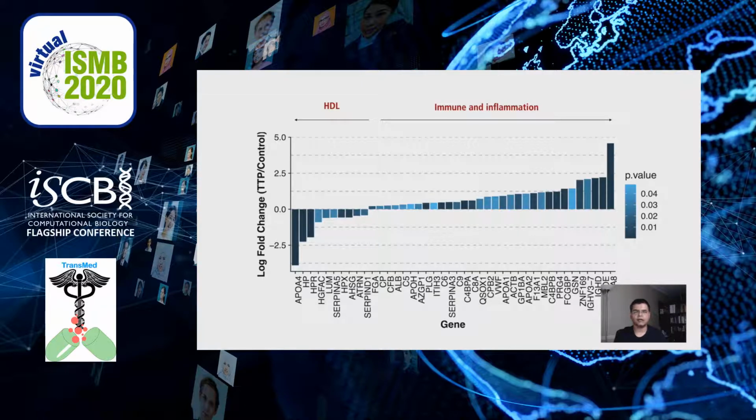Interestingly enough, all the overexpressed glycosylated proteins in TTP samples belong to immune and inflammation pathways, and quite unexpectedly we found that the underexpressed glycosylated proteins in TTP samples mostly belong to the HDL pathway. This is the high density lipoprotein pathway.